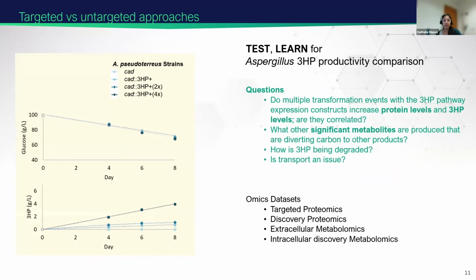So some of the questions that we can answer if we have an untargeted approach is if multiple transformation events with the 3HP pathway expression constructs were reflected in increased protein levels and the 3HP levels, if these are correlated. Other questions that we can answer is what other metabolites besides 3HP are significantly produced, because this would indicate that the carbon is being diverted towards other pathways. How is 3HP being degraded, and also if transport is an issue.